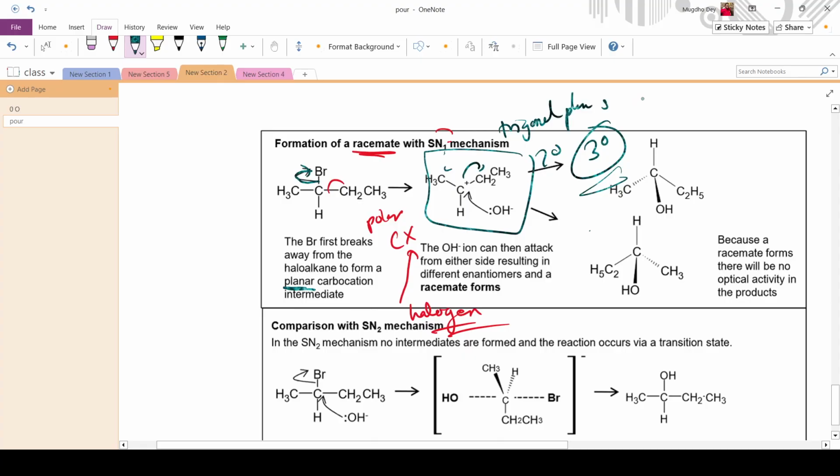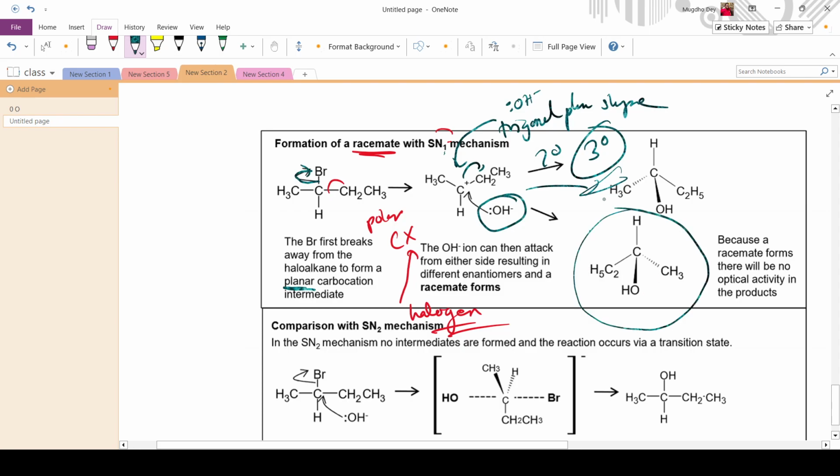Done. That's one condition met. The second condition is that the attacking species can attack from the bottom, or it can also attack from the top. They did not show it here, but you can understand. If it attacks from the top, it will produce this. If it attacks from the bottom, it will produce this. Am I clear? A racemic mixture will be formed, which will obviously not show any optical activity. All right, so 50% levo and 50% dextro.